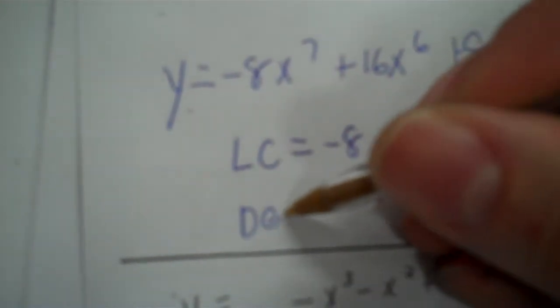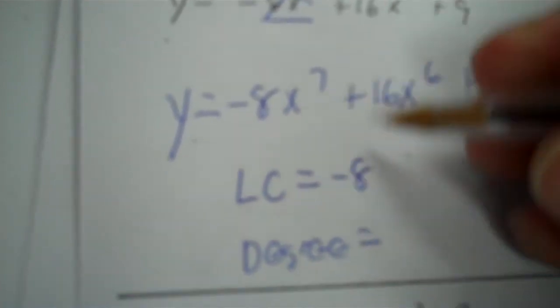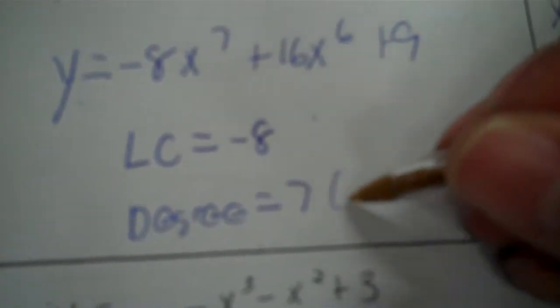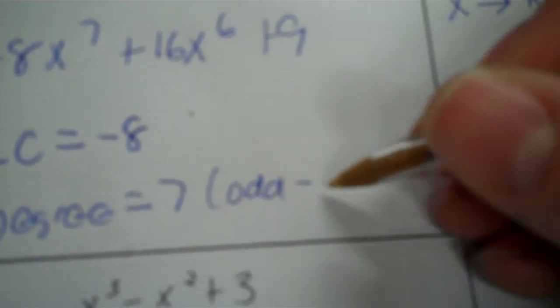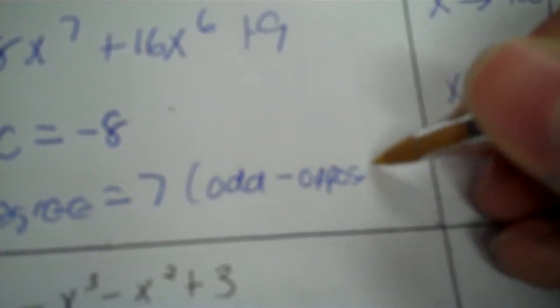And then degree. Degree is a 7th power. 7th is odd. So that means the end behaviors have to diverge. They go in opposite directions. So if that's negative infinity on that side, it'll be positive infinity on the other side.